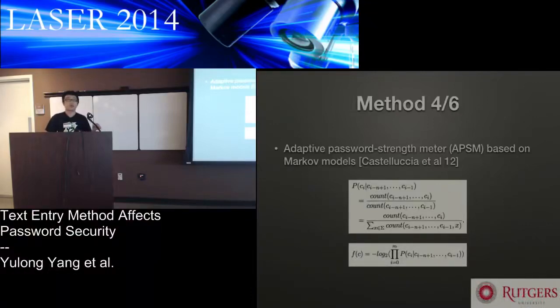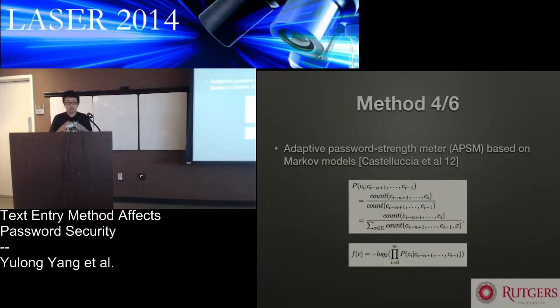A 4-gram would be a substring of length 4 that occurs in the password. So if you have the password string "password", the first 4-gram would be PASS, and the second one would be ASSW, and so on. Now they define the probability of each n-gram by its occurrence.